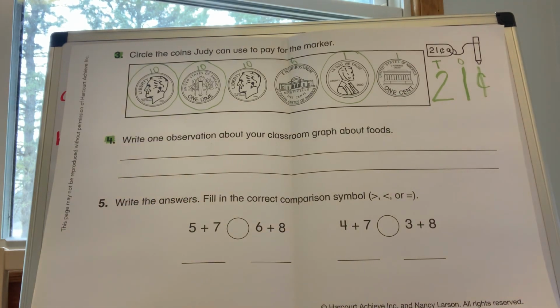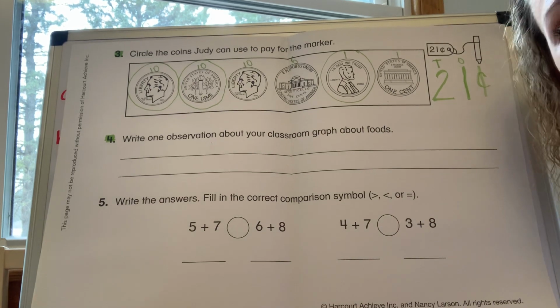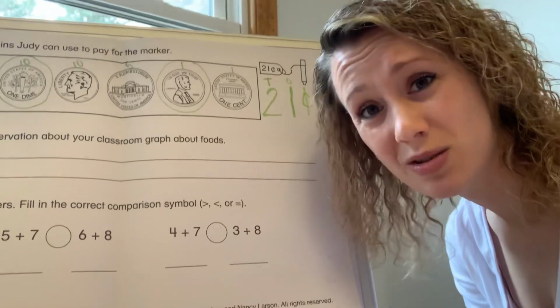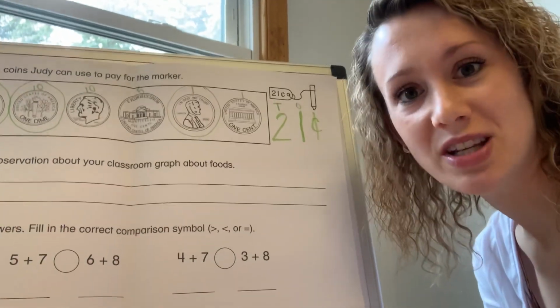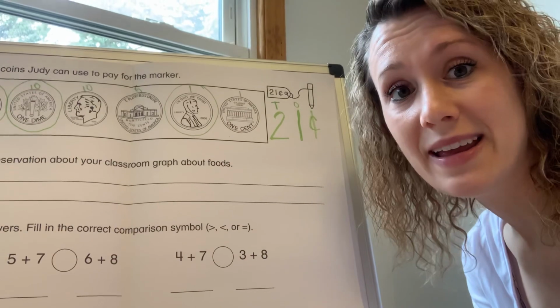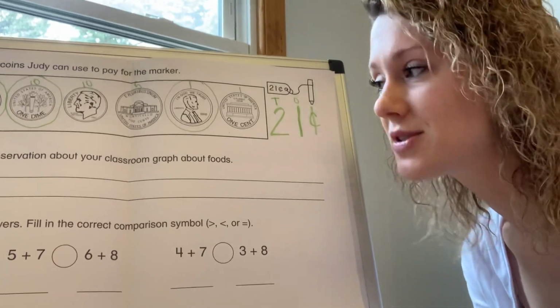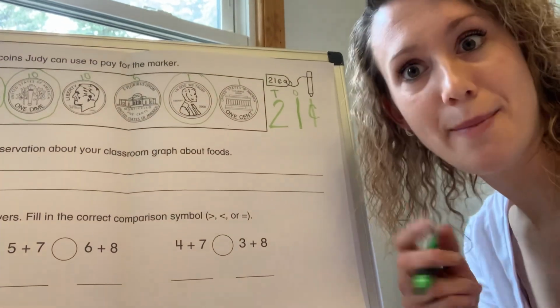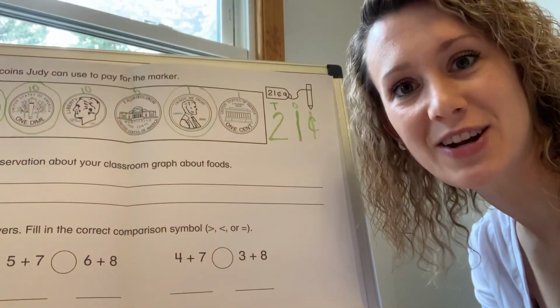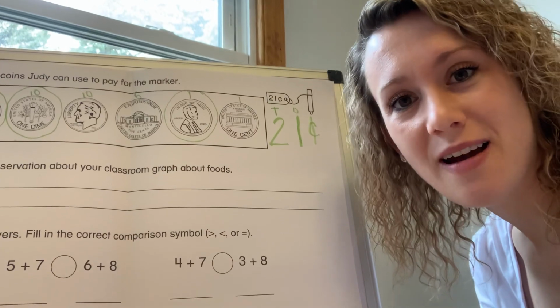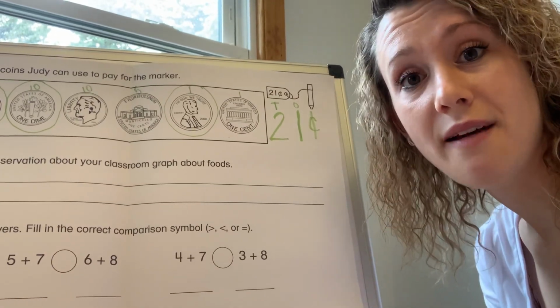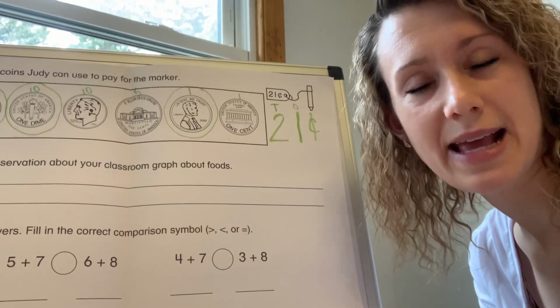Now for number 4, it says, write one observation about your classroom graph about foods. Well, we weren't able to do a classroom graph because we weren't at school. But there is something I do know about all of you and fruits and veggies, is that you really like apples. So that is one observation about my classroom and the students in there. Instead of reading a graph right now, because we didn't make our graph, we're just going to write that the apples have the most, because you kids like apples the most. Almost all of you like to eat apples.